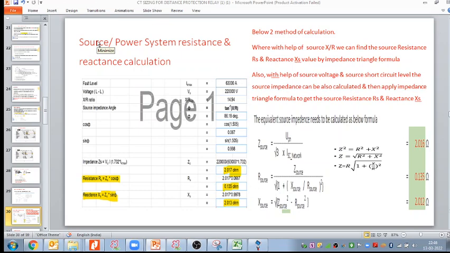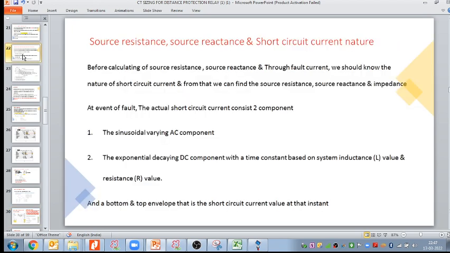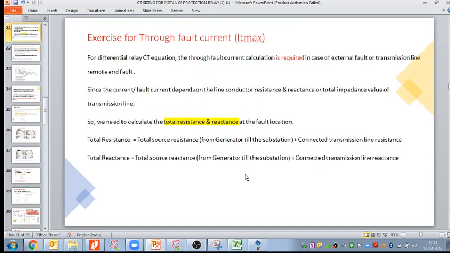Till now we calculated the source resistance and source reactance value only. What I need to do is calculate the fault current. The through fault current will be decided by the total resistance and total reactance: total source resistance plus line resistance, total source reactance plus line reactance. We already calculated the source resistance and source reactance. Now we have to go to the transmission line resistance and reactance value.